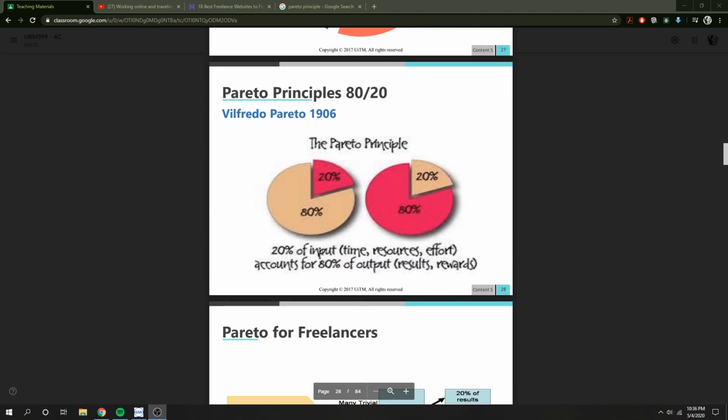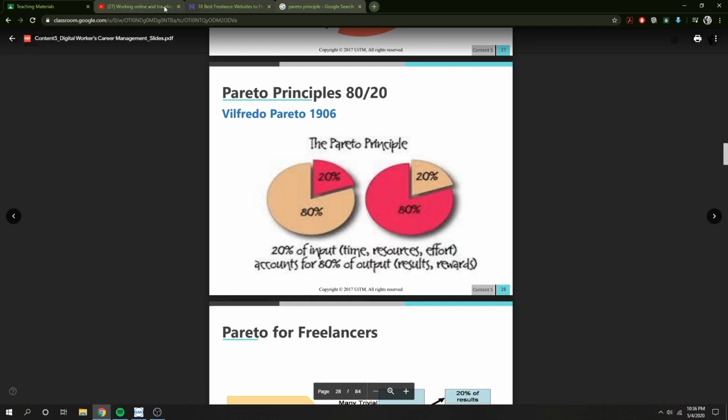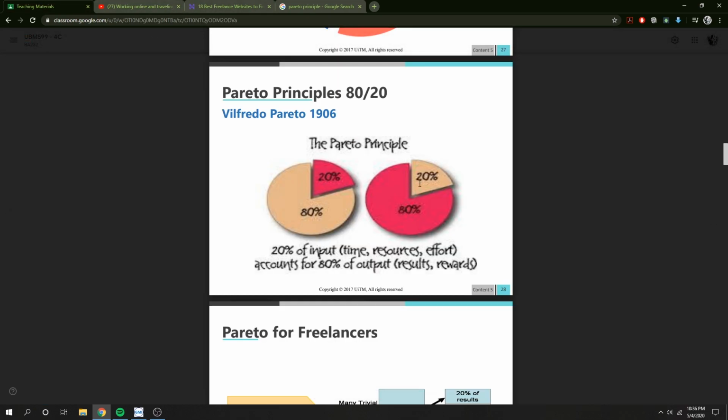Pareto Principle, okay, 20% of input. I'm not super sure about the Pareto Principle, but they said that for many events, roughly 80% of the effect comes from 20% of the causes. I can say that actually 20% of your earliest work, your effort, will affect the other 80%. Meaning that, let's say if you do the first job well, and you got a 5-star rating and a good review, more jobs will come for you later. So the first 20% must be tip top.